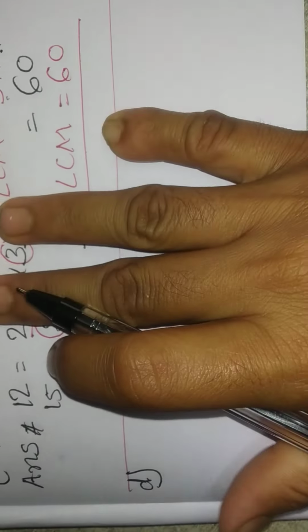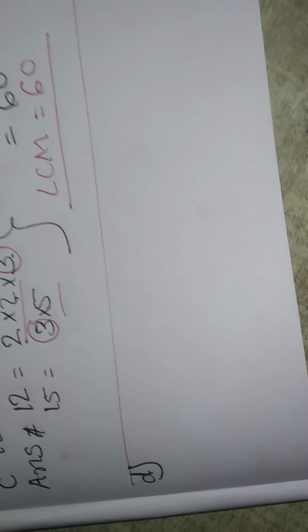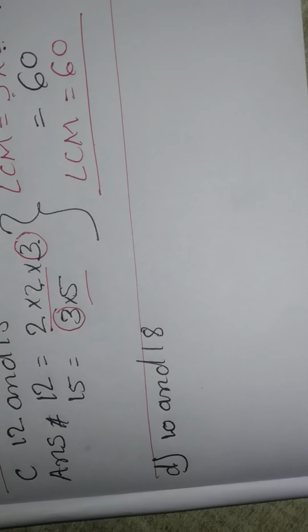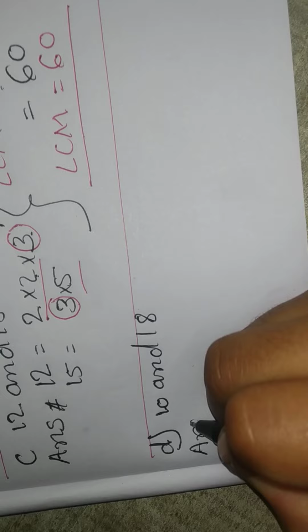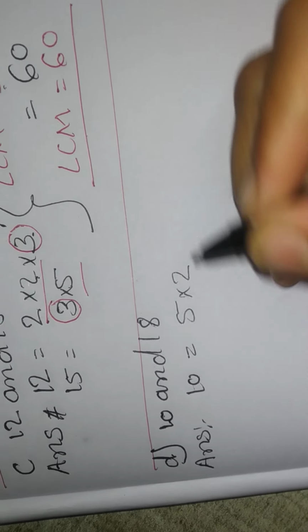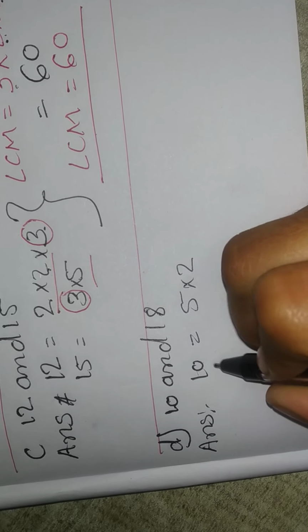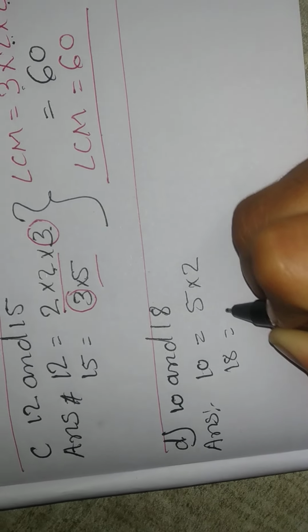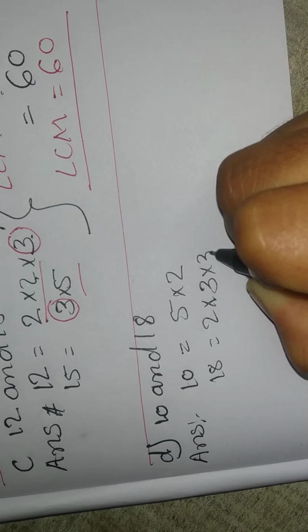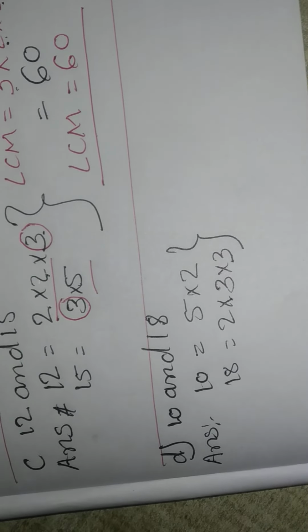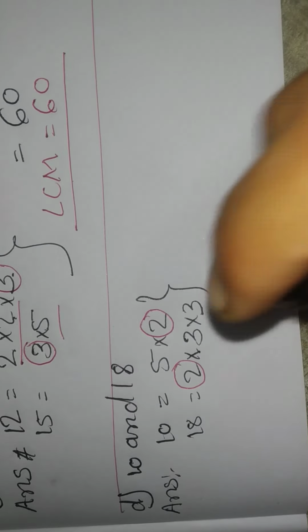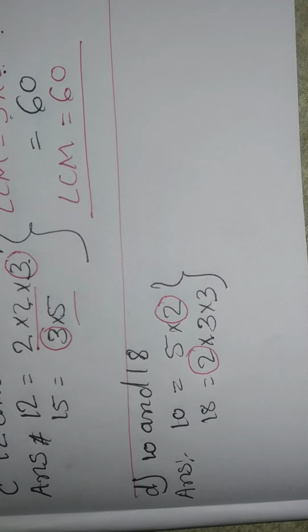So the next sum is 10 and 18. So here we have to write the answer. 10 is equal to 5 2s are 10. 18 is equal to 2 3s are 6, 6 3s are 18. So in this, the common factor is 2. Which one is the common factor? 2 is there.